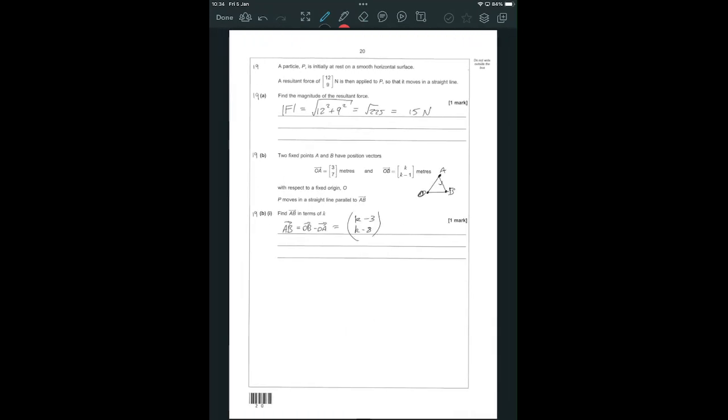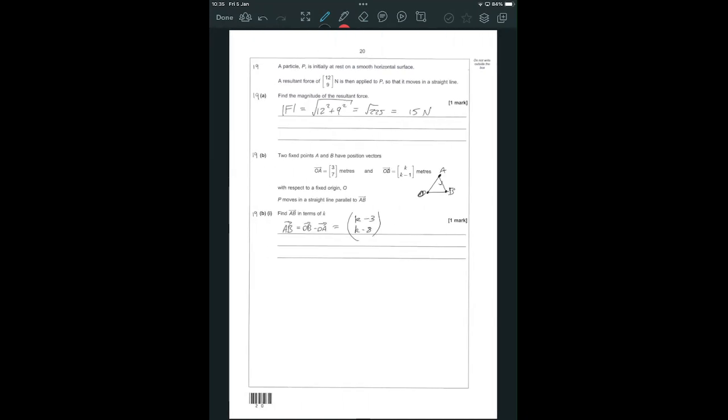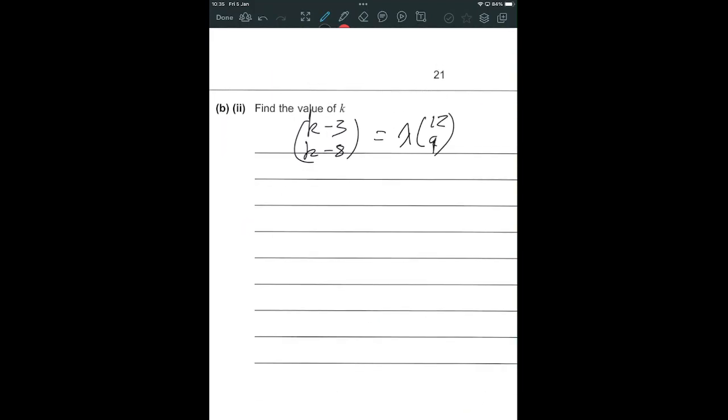Find the value of K. So we've been told that P moves in a straight line parallel to this. But the only thing causing P to move is the resultant force. And if you're parallel, that simply means you are a multiple of. So that means that K minus 3, K minus 8 is a multiple of 12, 9. Now I'm using lambda here. That's more of a habit from further maths. We use lambda in this context a lot. But that means that 12 lambda is K minus 3 and 9 lambda is K minus 8.